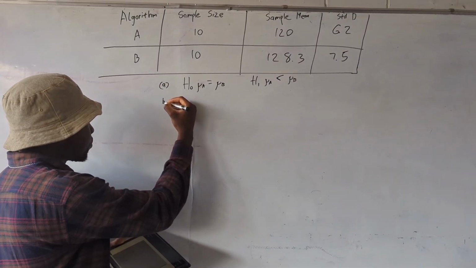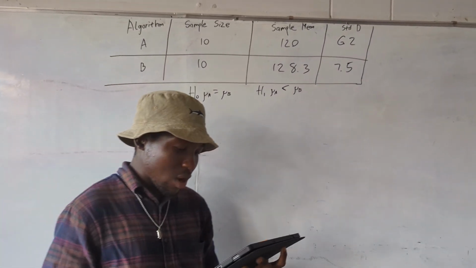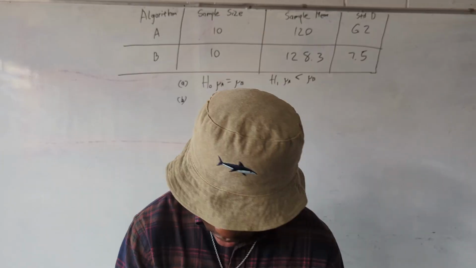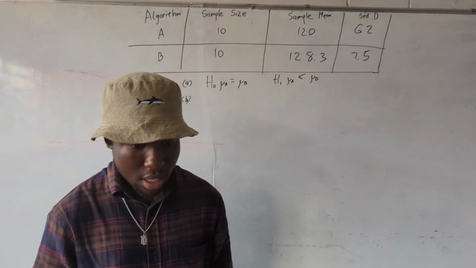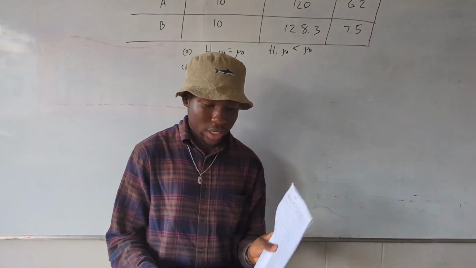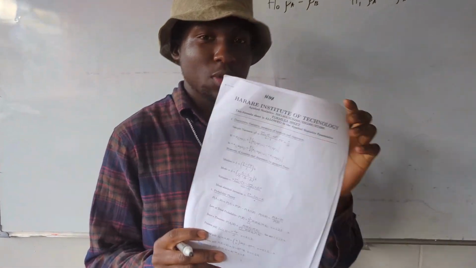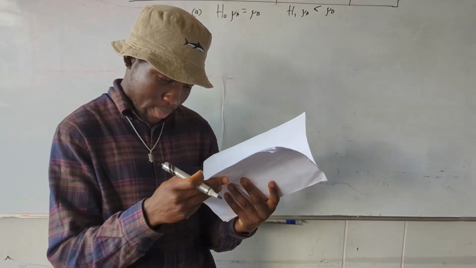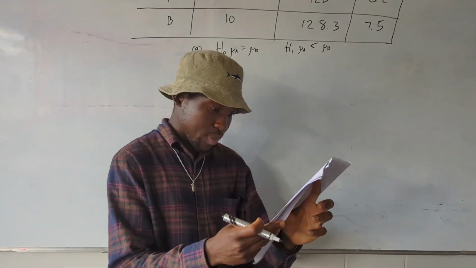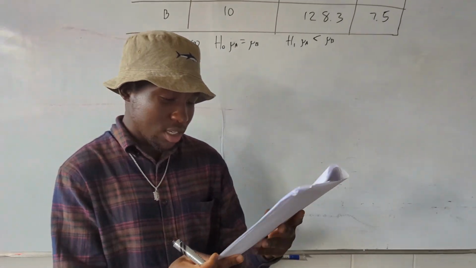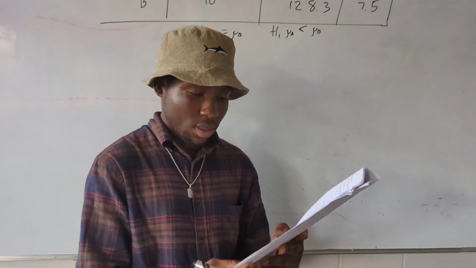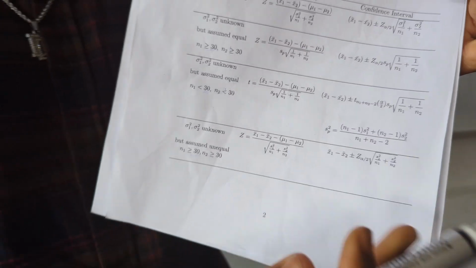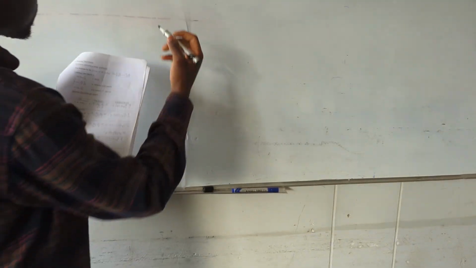Then for question B, calculate the pooled standard deviation for the two samples and show your working. We refer to our formula sheet from the Institute of Technology. I'm pretty sure it is on page 2, under inference containing two samples. This is the formula you have to use.